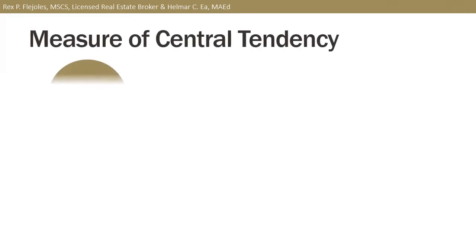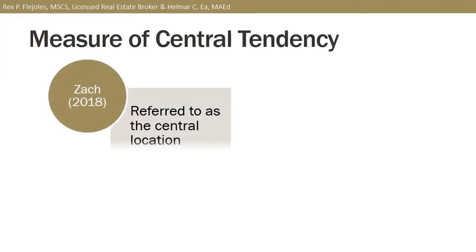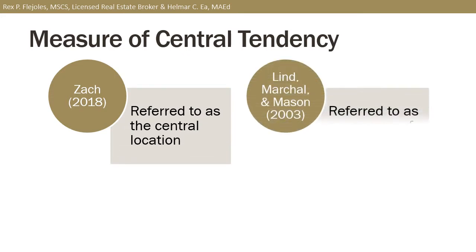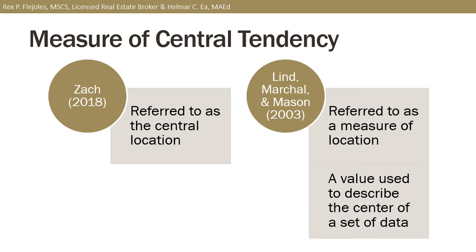A measure of central tendency is also referred to as the central location or a measure of location. It refers to a value used to describe the center of a data set. Although there is a definition that states a single value that summarizes a set of data, we are not going to consider it here since for mode there could be more than one value.